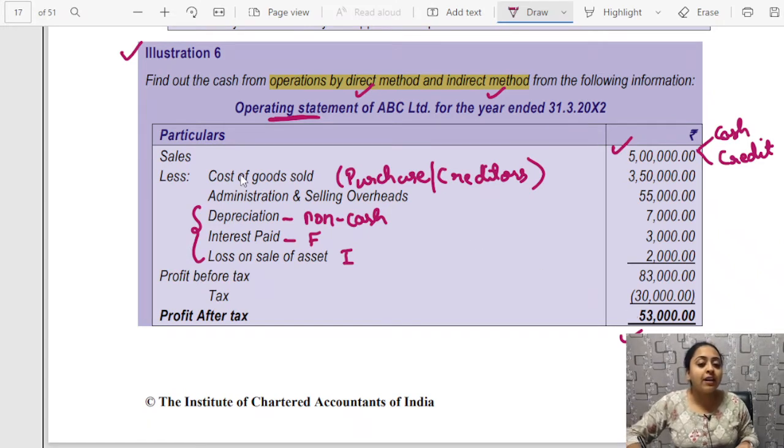Okay, and for the direct method you will start from sales, and before that you will make a working note and calculate the cash sales. Okay, for the direct method you will start with cash sale, and here you will start with profit after tax or before tax, whatever. Okay, PAT, you can start with this. Let's see, PAT or PBT.